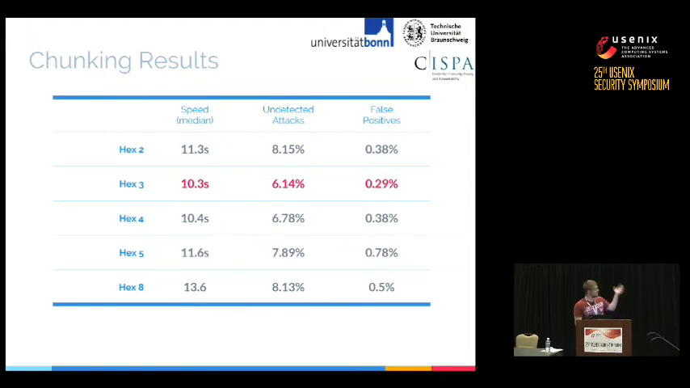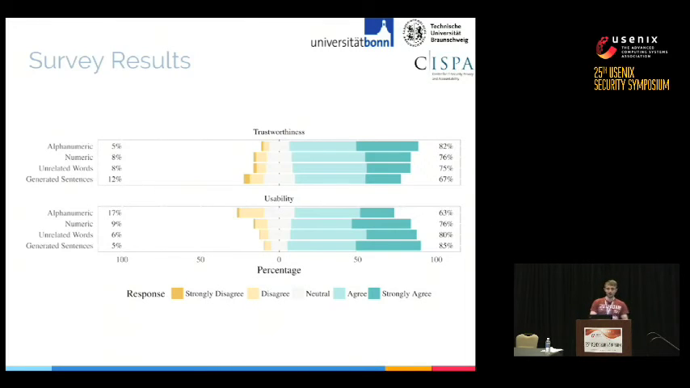As you can see, there is not too much difference in here. And in the survey results at the end, we asked them a few questions about the trustworthiness. That was like, do you believe such a system is secure? And unsurprisingly, the hex and the base 32, because it looks very random, most of the people said they believe it's more secure compared to generated sentences, even though the security is the same.